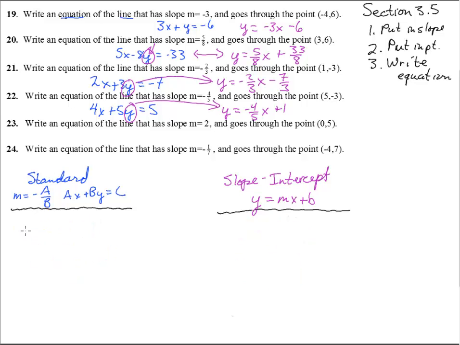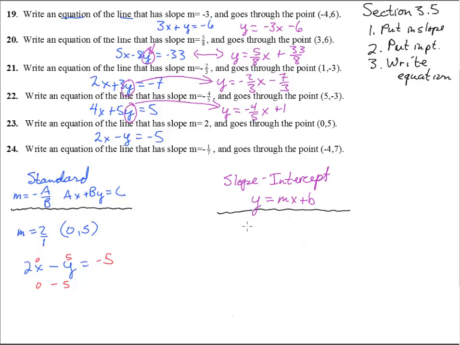Number 23, slope equals 2, or 2 over 1. I'll put that down here. That'll help a little bit. And goes through the point 0, 5. Put in the slope, 2x minus 1y equals, and now we stick in these points, put a 0 there and a 5 there, and we get 0 minus 5 is a negative 5. And write this equation down. 2x minus y equals a negative 5.